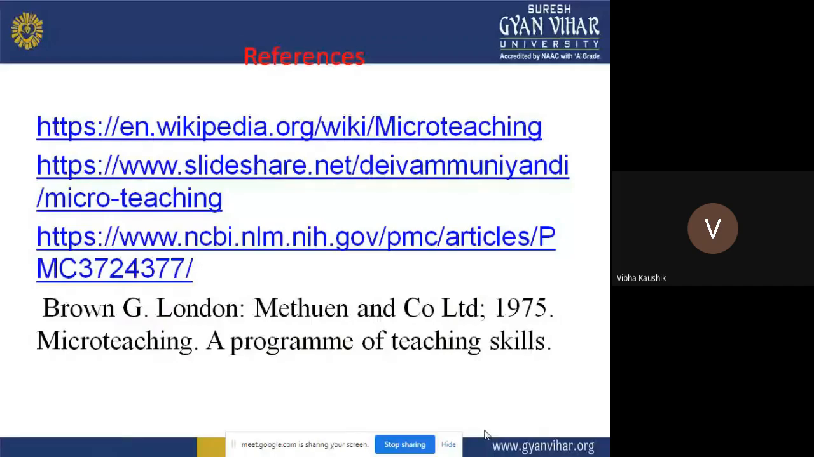Then we have discussed the phases of micro teaching: you plan, then you get some feedback, and then on the basis of the feedback you have to replan, reteach, and then get the feedback. And then in the last we have discussed the advantages and disadvantages of micro teaching. For better understanding of this topic, you can refer to these references.